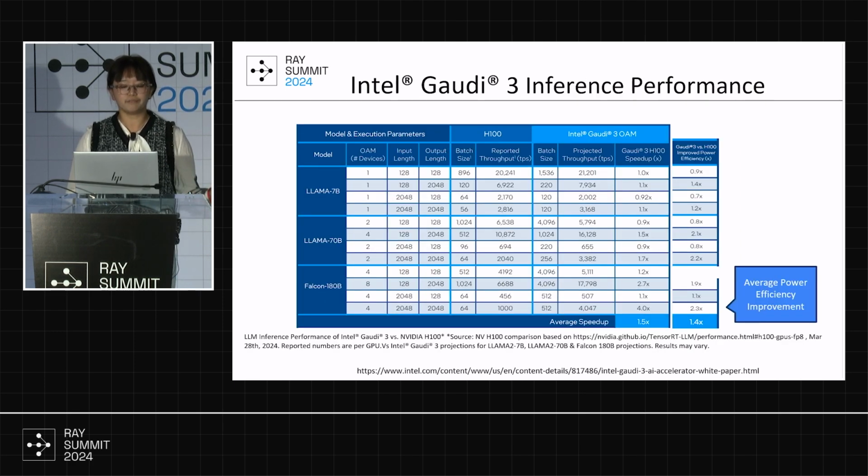And on the inference side, compared with H100, we compare with the Llama 7 billion model, 70 billion model, and the Falcon 180 billion model, and see an average 1.5 times speedup in tokens per second and a 1.4 times improvement in average power efficiency.